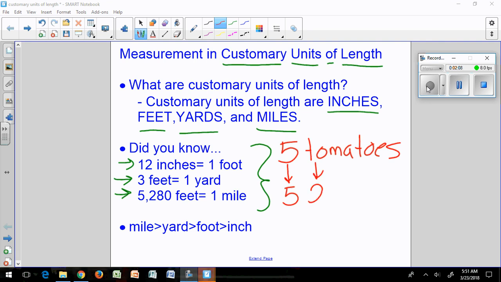Two, mate, O's. 5 tomatoes, 5,280 feet in a mile. That works for me. If it doesn't work for you, hey, that's perfectly fine. We can try and figure out something else, or you can just memorize it. But there are 5,280 feet in 1 mile. And a mile is bigger than a yard is bigger than a foot is bigger than an inch.